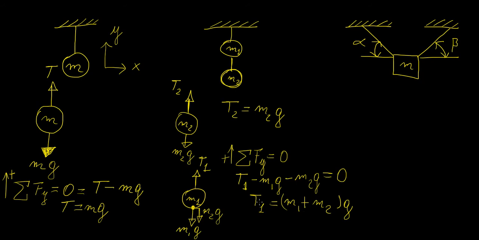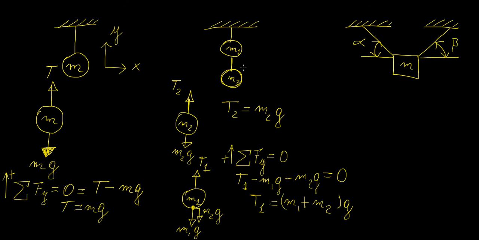So as you might expect, the tension on this string here is just going to be the combined weight of those two masses. And we just found that by using this logic: we separate the two bodies, analyze them separately using their free body diagrams, and then just add up the forces in the end. So this is one way to do it.